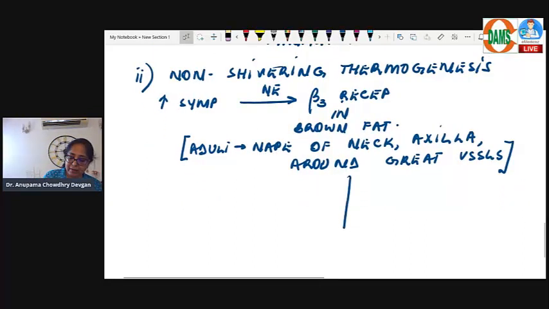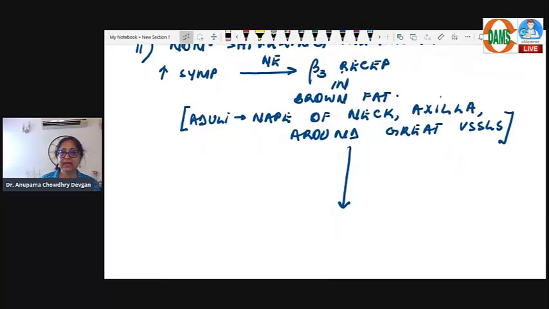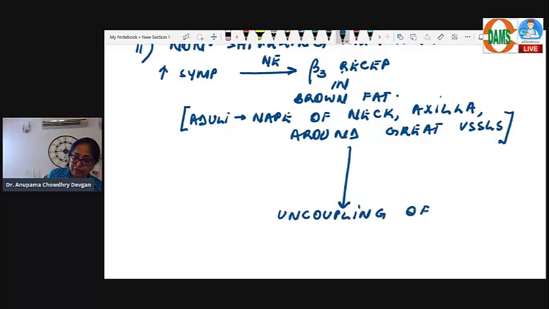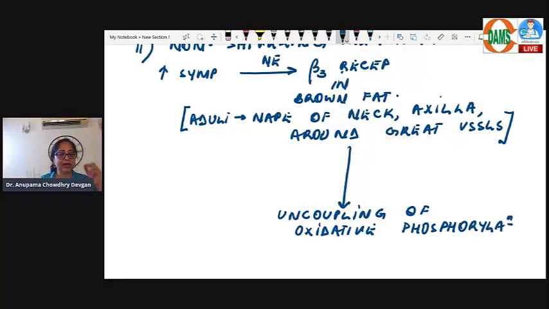When beta-3 receptors are stimulated in brown fat, it causes uncoupling of oxidative phosphorylation. And the reason for that is brown fat has a specific protein which is called uncoupling protein 1, UCP1. This is present in brown fat.